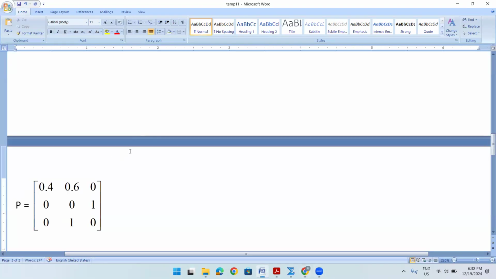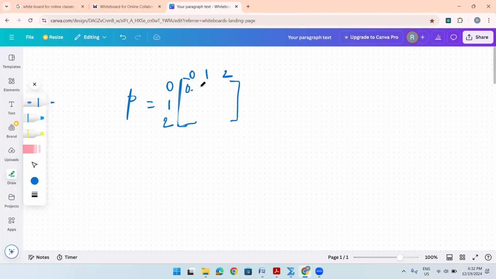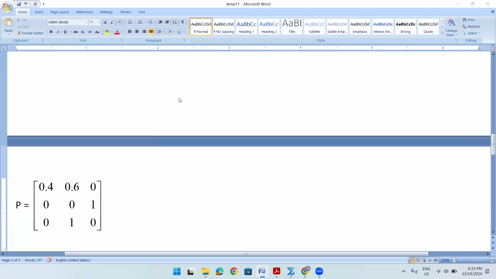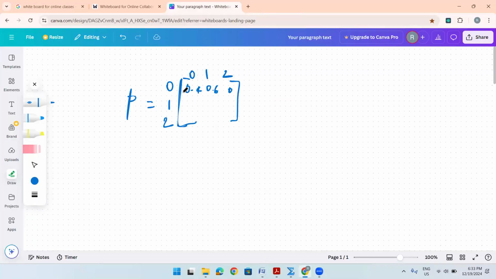So in this example the rows are 0.4, 0.6, 0; next 0, 0, 1; and 0, 1, 0. So this is the TPM and the states are 0, 1, 2. We need to classify the states. Which type of state is each one? Okay, we have to find this.